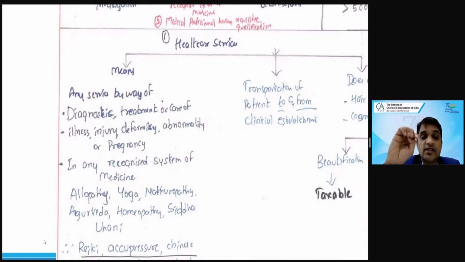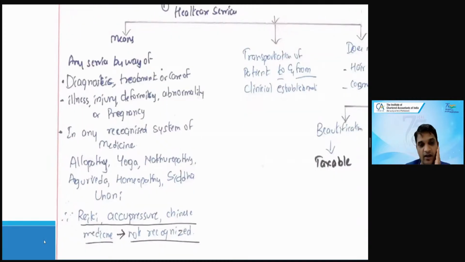In what? In which system? In any recognized system of medicine, which is allopathy, yoga, naturopathy, Ayurveda, homeopathy, Siddha, and Unani, which means these are the medical practitioners in India. These types of practice you can do. But if you have any foreign practice like Reiki, acupressure, Chinese medicines, these are all not Indian medical system. So they are not recognized. They will be taxable.